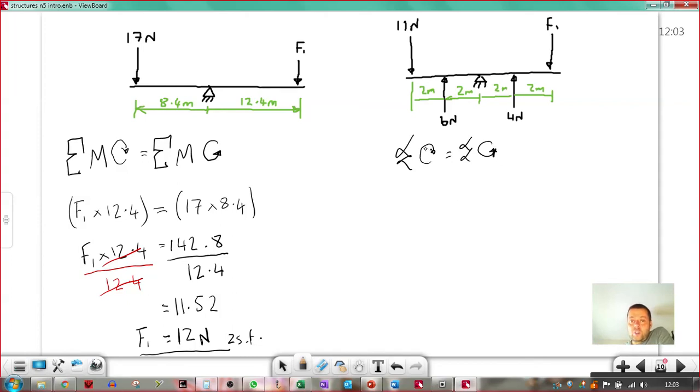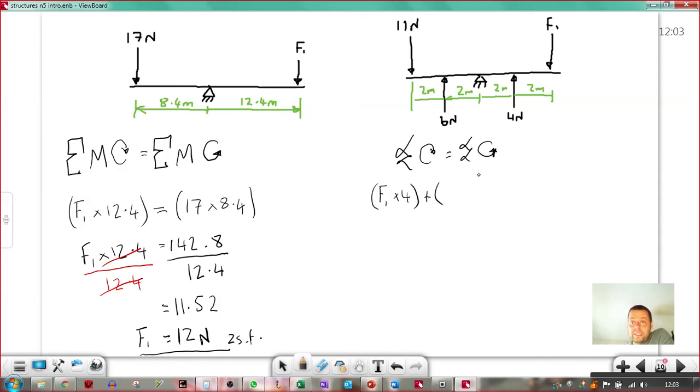So let's work out our clockwise moments. So F1 is a force that will generate a clockwise moment. Make sure you take the distance to the fulcrum. It's a popular mistake. Some people go F1 times 2, but it's the distance from there to here that we care about. So that's actually F1 times 4 is our first clockwise moment.